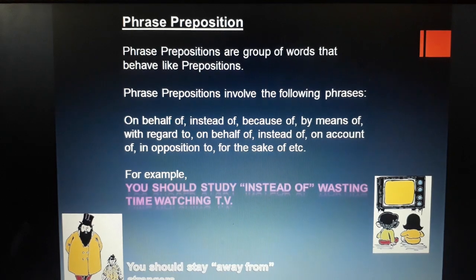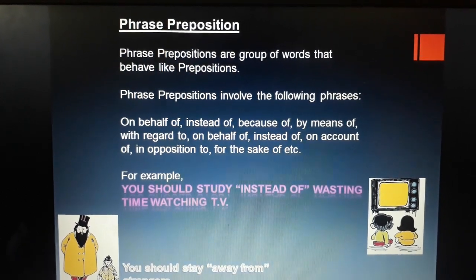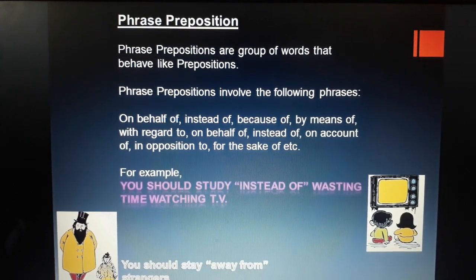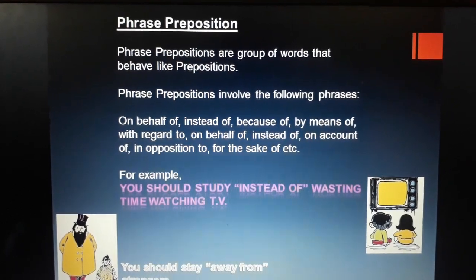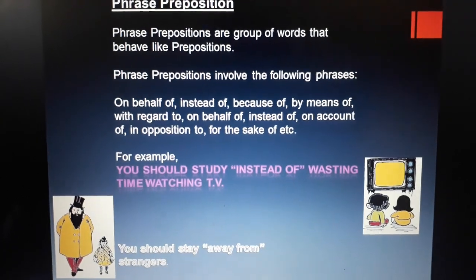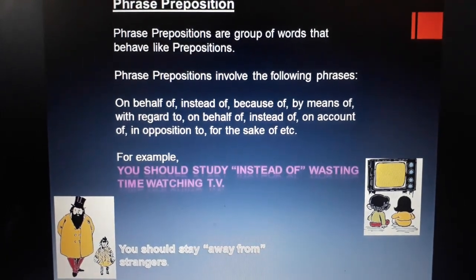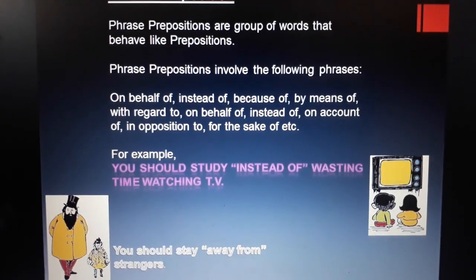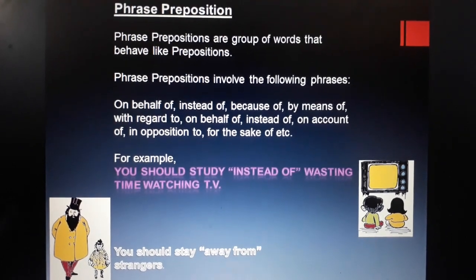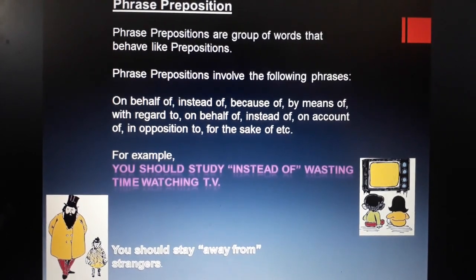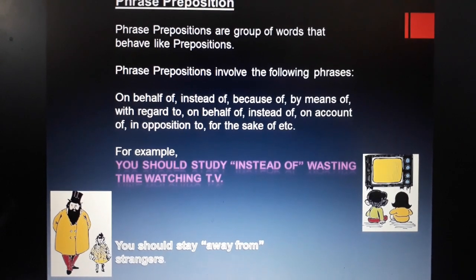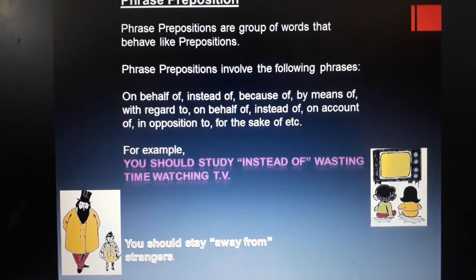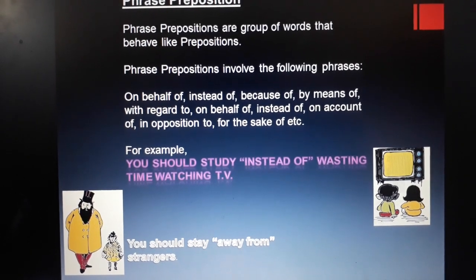Some more examples you can see: on behalf of, instead of, because of, by means of, with regard to, on account of, in opposition to, for the sake of. You should study instead of wasting time watching TV. You should stay away from strangers. Few more phrasal prepositions are: at high speed, by all means, for a change, in accordance with, on a journey, out of curiosity, to the best.